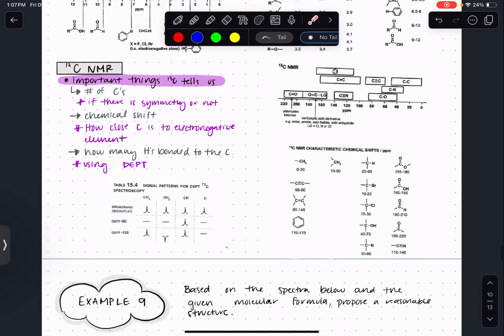And then with carbon-13 NMR, important things that it tells us is our number of carbons, and if we have symmetry or not. The chemical shift tells us how close the carbon is to electronegative elements, and then how many hydrogens are bonded to the carbon using DEPT, which is this here. So anytime she gives you a carbon-13 spectra, she'll also give you the DEPT directly underneath it. And then this one, again, you have either this more visual one up on the top, or you have this one down on the bottom, which has them written out in kind of a list format.